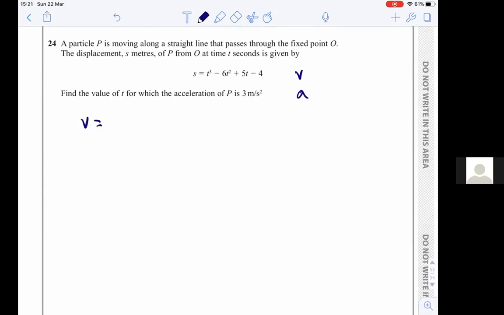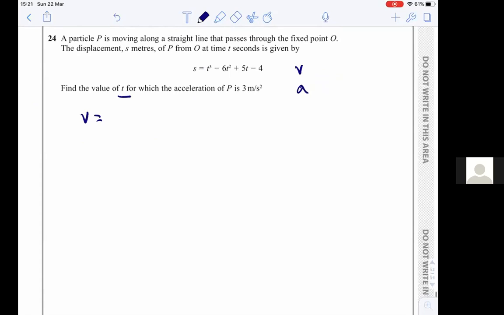So this is asking me to find the value of t at which the acceleration is 3 meters per second squared. So I'm thinking I'm going to have to differentiate twice. So v is going to be differentiating ds by dt. So that's times by your power. So t cubed becomes 3 times t, and then take away 1 from your power, t squared.